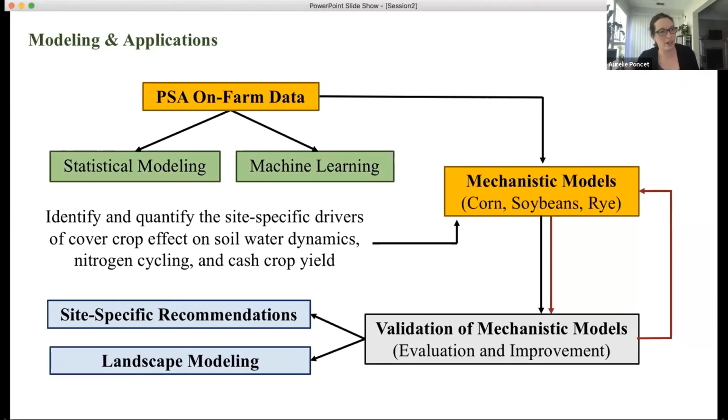Then we are going to try to scale up our analysis with landscape modeling or geospatial modeling to evaluate the impact of existing and new management strategies in present and future climate conditions across a regional scale rather than within the field. And I will let David Fletcher talk more about that part of the project.